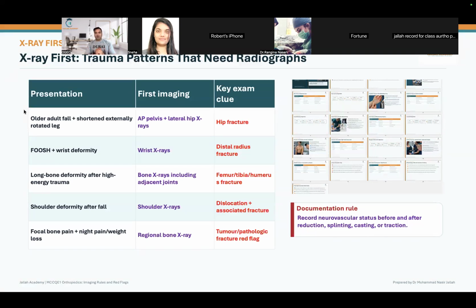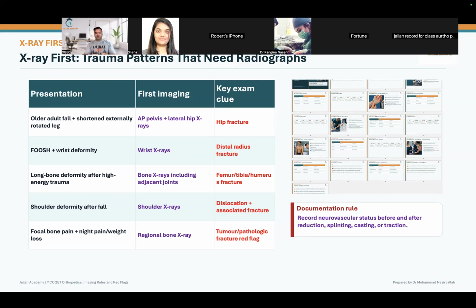Now, FOOSH: somebody falls on an outstretched hand, and then the patient develops pain in the wrist. So obviously, there is a history of trauma, and the patient cannot move the wrist, which is one of the joints, right? Anything with a suspected fracture or dislocation, I have to do an X-ray, a wrist X-ray, for a distal radius fracture. It could be anything, so I have to do an X-ray just to make sure that it is not a fracture or dislocation.